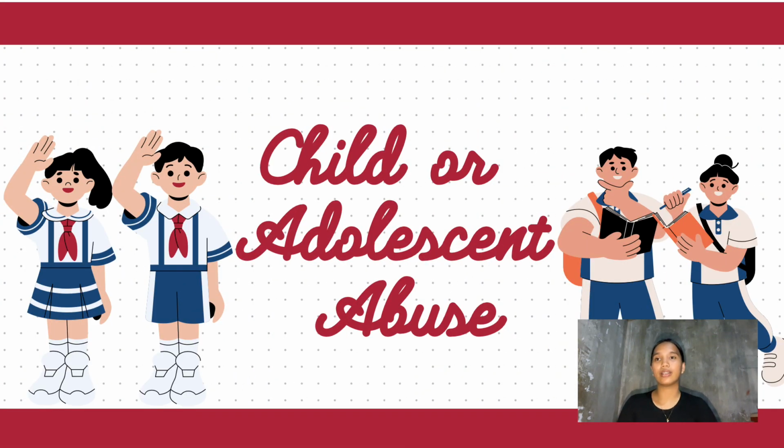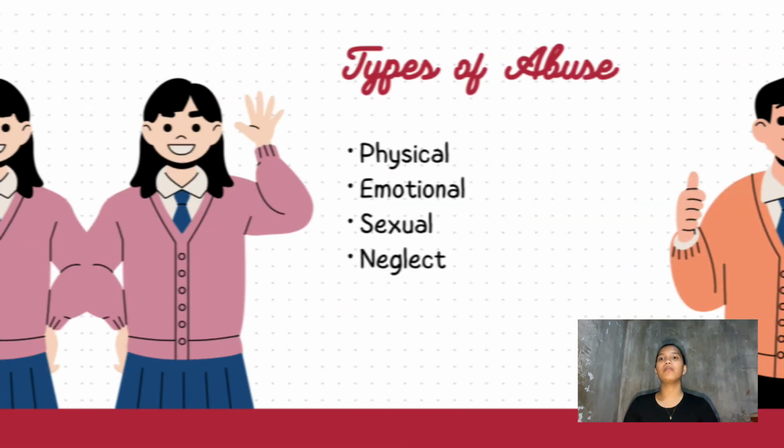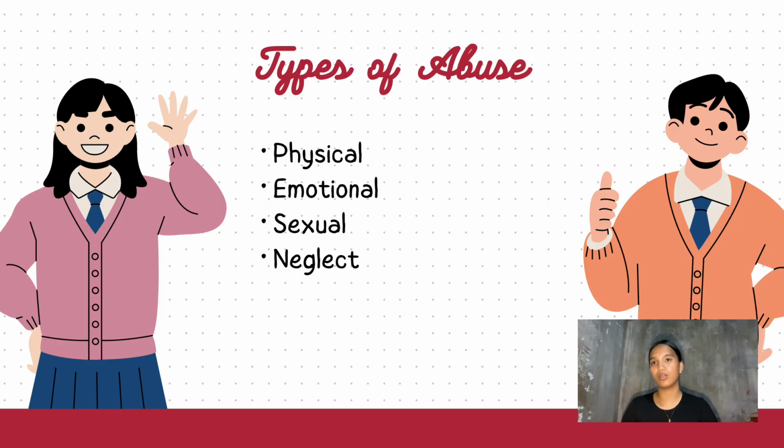So, child or adolescent abuse. Ano-ano nga ba yung mga types ng abuse? Children can experience four main types of abuse. First is the physical, second is the emotional, and third, the sexual, and fourth, neglect. So, abuse may occur, or nangyayari ito sa bahay, sa paaralan, or sa community.